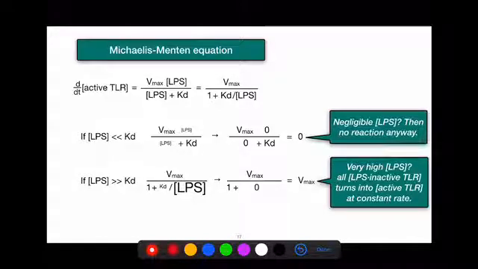Of course, you can write the same thing by dividing by LPS to get this form. Those two forms are the same. Let's think about two extreme cases.